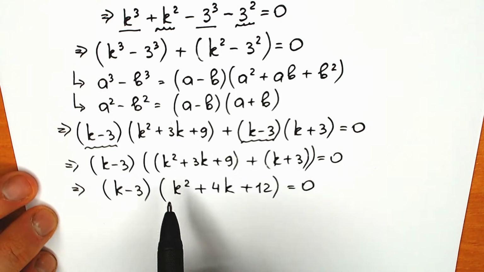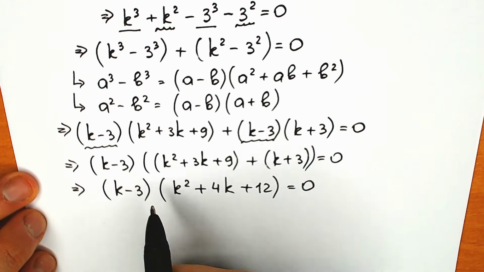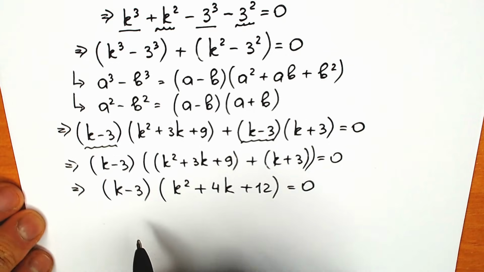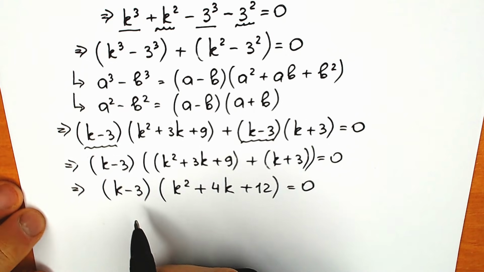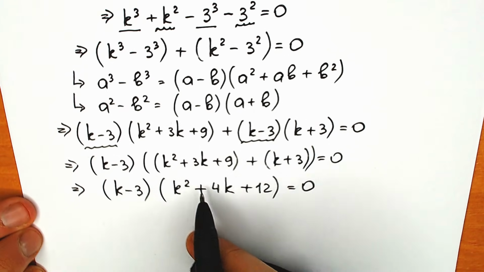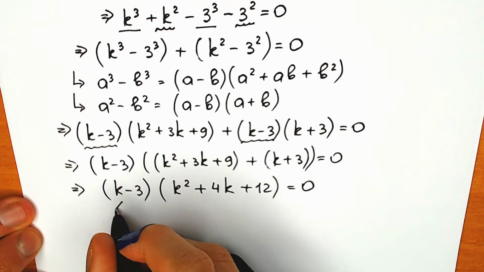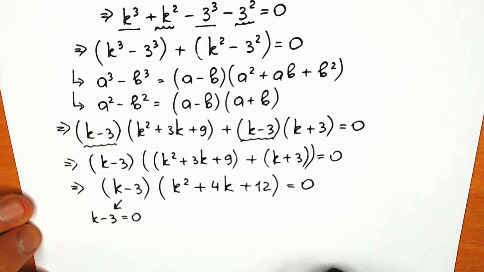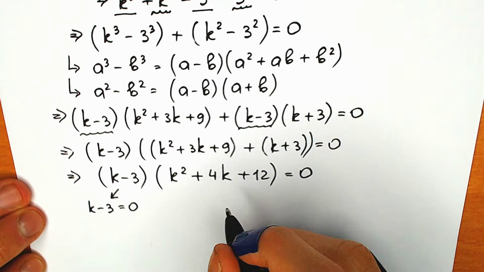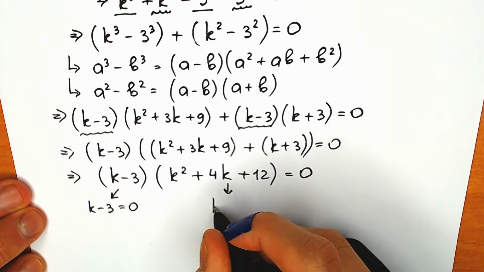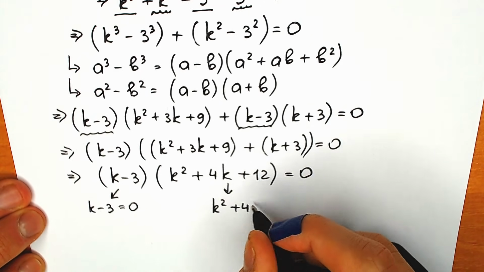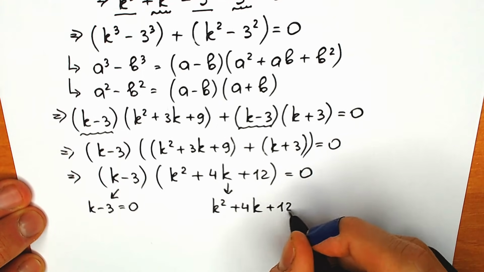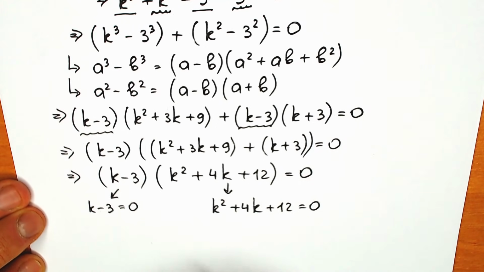So right now let's think how we can solve this. When we have a product of two parentheses, we can easily solve it, because a product of two parentheses equals 0 when the first parenthesis is equal to 0. So k minus 3 is equal to 0, or the second parenthesis is equal to 0. So k squared plus 4k plus 12 is equal to 0. So we have two branches, and right now let's solve.